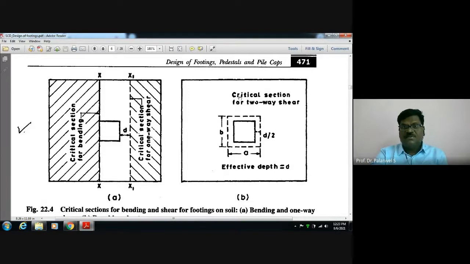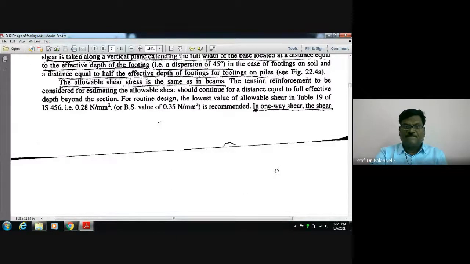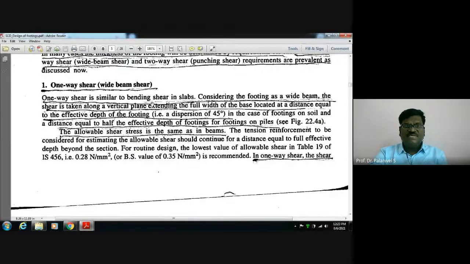Okay, it is not shaded here, but actually it should be shaded fully, except inside the dotted lines. Other than the area inside the dotted lines, just assume the rest is shaded. Okay, critical section for two-way shear. So the entire area is called the critical area for two-way shear, where d is equal to the effective depth. It is also shown here. Okay, so one-way shear is similar to bending shear in slabs. That's what. One-way shear is similar to bending shear in slabs.